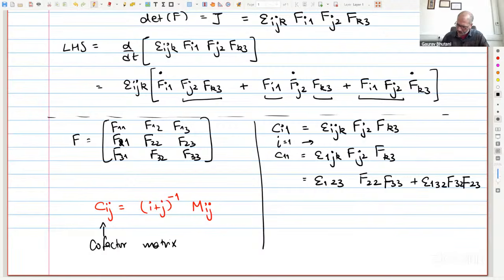Right. So let's simplify this. So we have epsilon 1, 2, 3. That's a 1. So this is F22, F33, and epsilon 1, 3, 2 is minus 1. This is minus F32 and F23. Right, so this is what we have for C11. Now, if I go back to the cofactor matrix, although I don't have to use the expression for the minor here, because I can easily see.